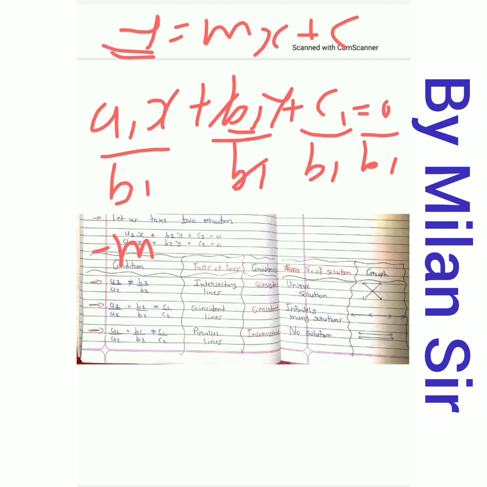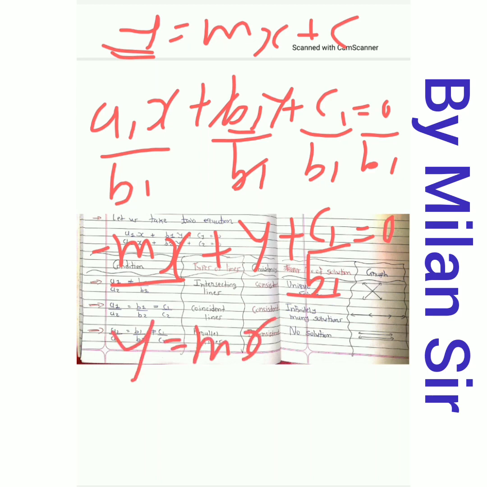Because the formula is m equal to minus a by b, in place of a by b we can write minus m. Here y, and here c1 upon b1, and here 0. So this is our intercept, right? First of all, transfer these two things to the right hand side. So y is equal to mx minus c1 upon b1.